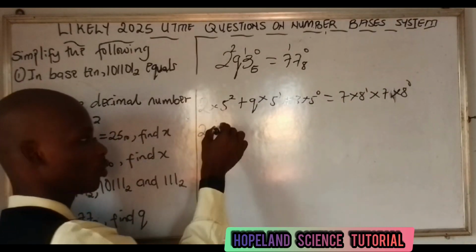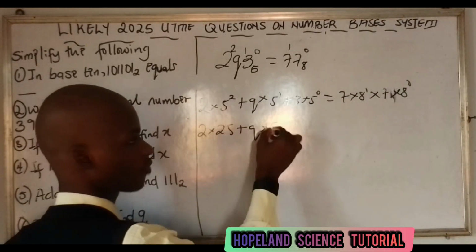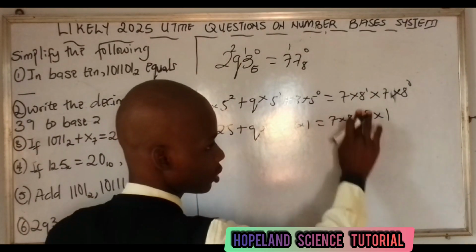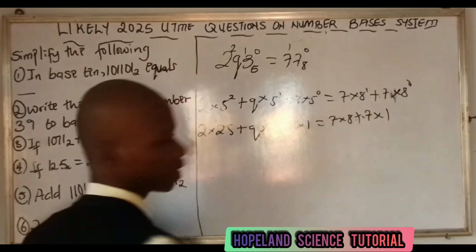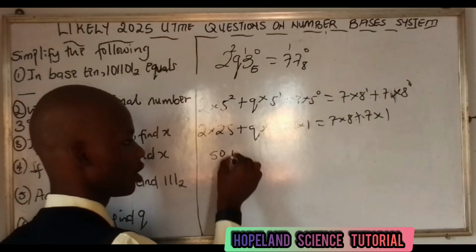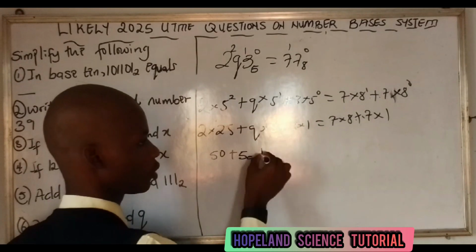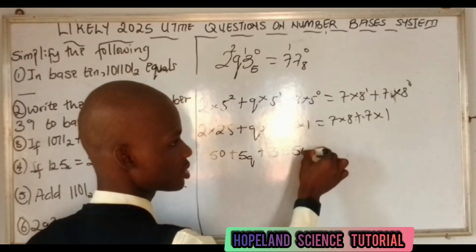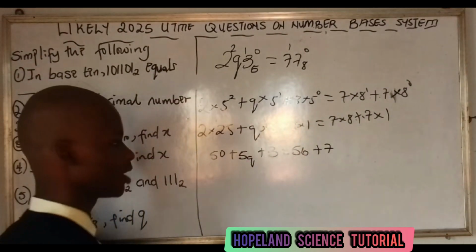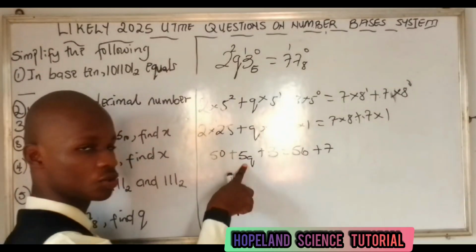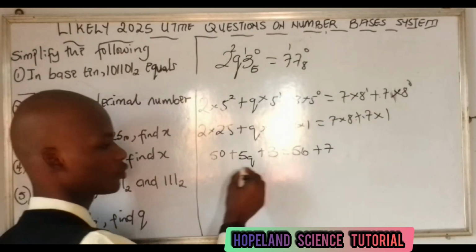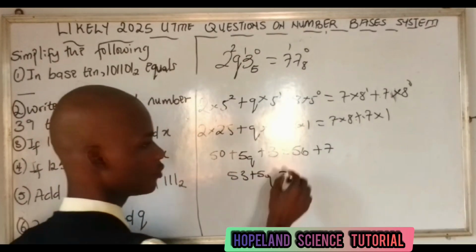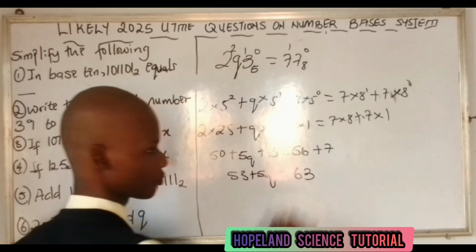So now let's go. 2 times 5 squared is what? 25 plus q times what? 5 plus 3 times 1 equal to 7 times 8 plus 7 times 1. Okay, so now let's continue. 2 times 5 will give us what? 50 plus 5 times q will give us 5q, plus 3 times 1 will give us 3, equal to 7 times 8 will give us 56 plus 7 times 1 will give us 7. Now 50 plus 5q, of course you know it's not possible to add because they are unlike terms. So 50 plus 3 will give us 53 plus 5q equals 56 plus 7, which will give us 63.